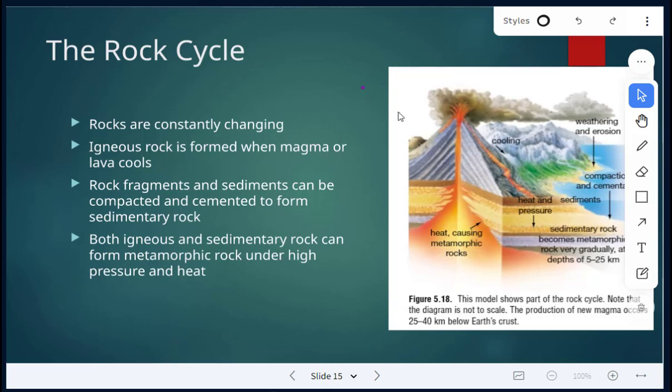Okay, so here we have some heat causing metamorphic rocks. We have some cooling here to form those igneous rocks. We have weathering and erosion for sediments. We have compaction and cementation, which will form sedimentary rocks. And then those sedimentary rocks can become metamorphic rocks, again, very gradually at depths of 5 to 25 kilometers. And heat and pressure is required for that change to metamorphic rock.